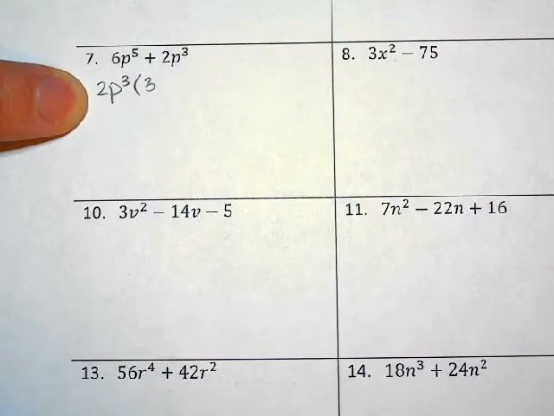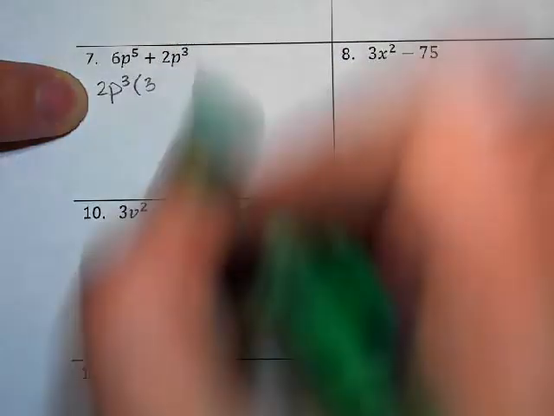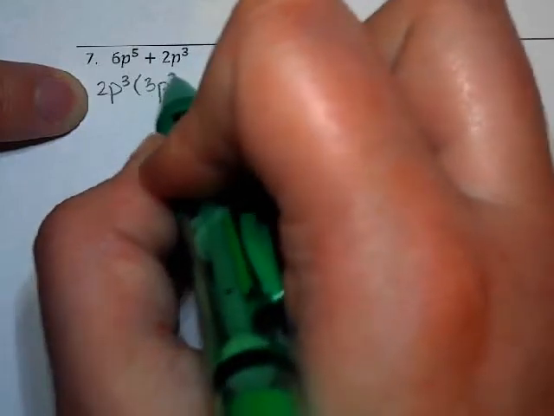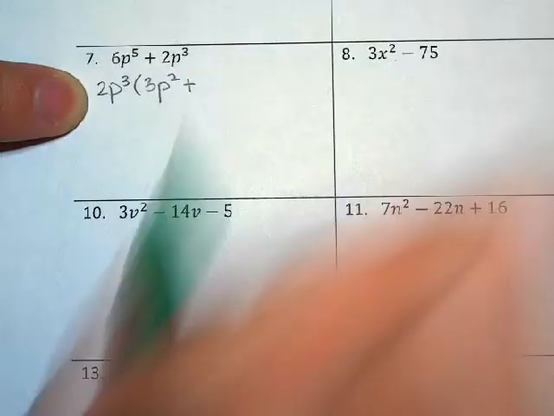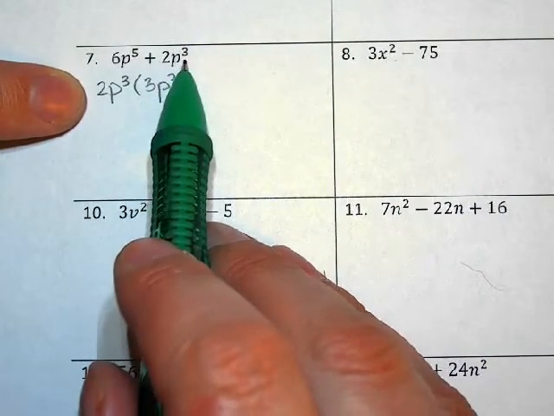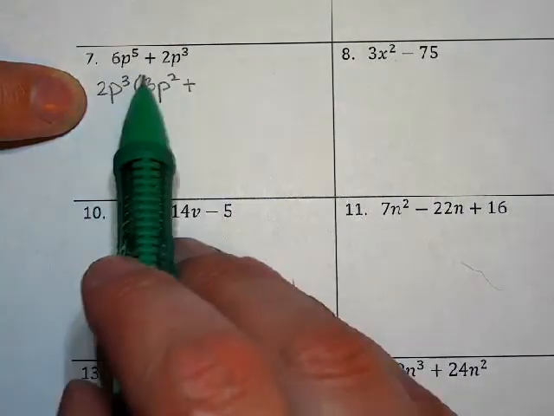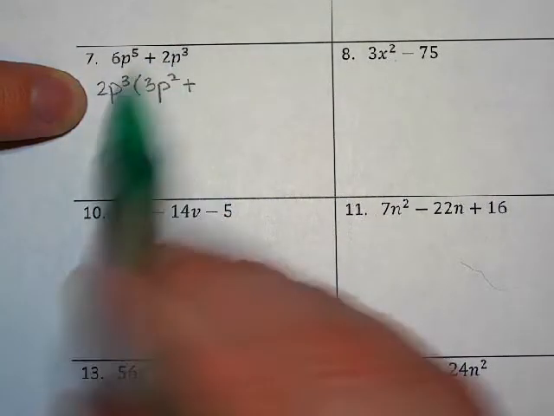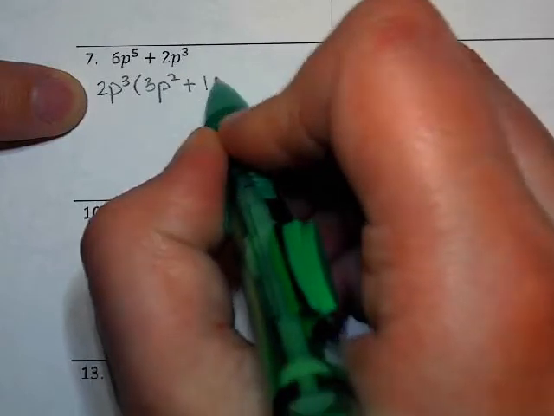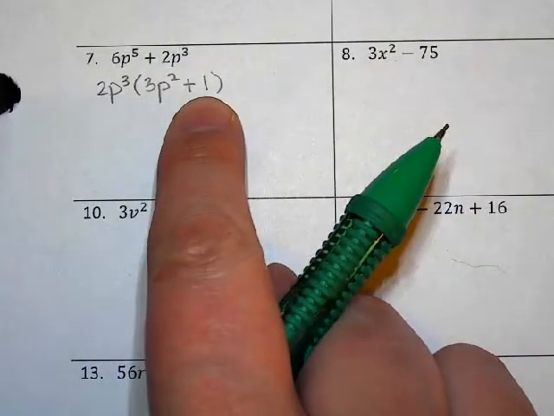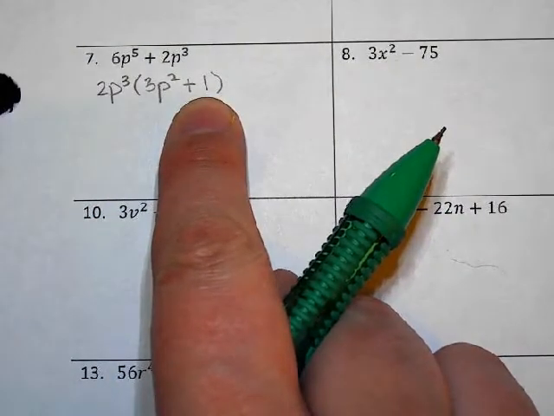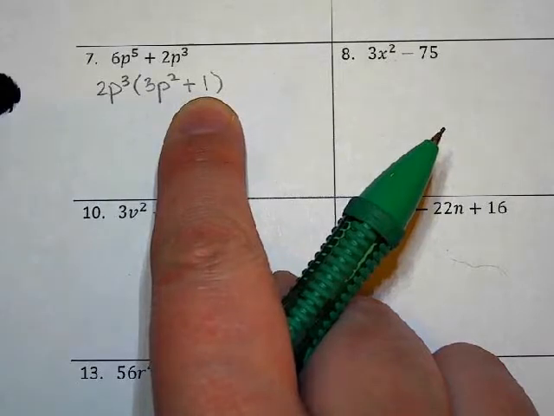P to the fifth, if you take out p to the third, that leaves you with the p squared. And then for the second term, you took out everything. So 2p to the third divided by 2p to the third is 1. You have to leave a 1 as a placeholder, not a 0. That's a good question.